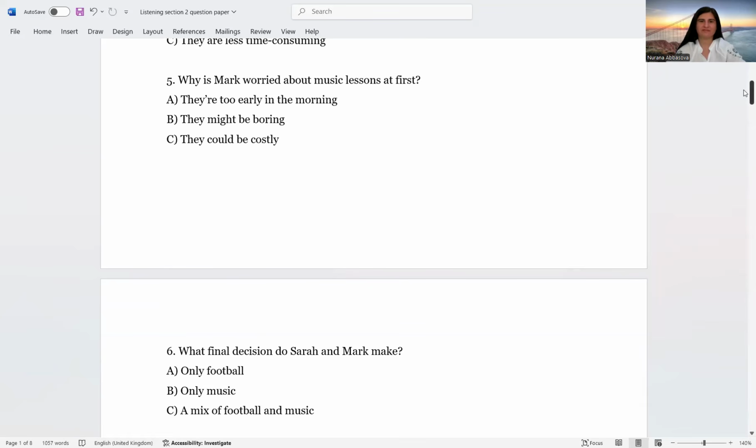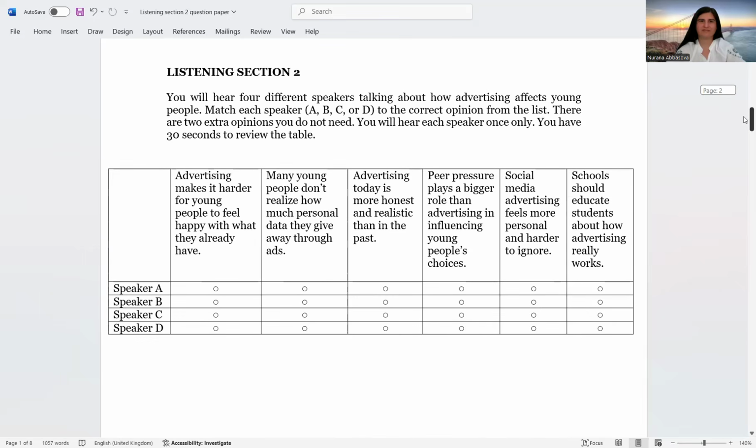You will hear 4 different speakers talking about how advertising affects young people. Match each speaker, A, B, C, or D, to the correct opinion from the list. There are 2 extra opinions you do not need. You will hear each speaker once only. You have 30 seconds to review the table.